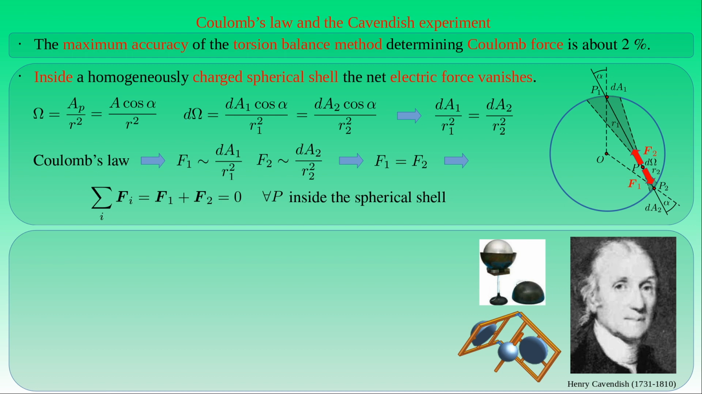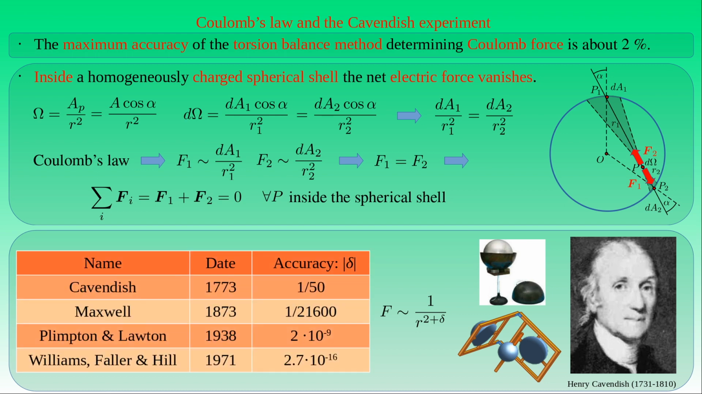We can specify the accuracy of the measurement by determining the maximal possible deviation of the measured data from the inverse square law. The magnitude of the electric force between point charges must be proportional to 1 over the distance r raised to the power of 2 plus delta, where r is the distance between the point charges and the deviation delta gives the limit of the accuracy of the measurement. By performing his experiment in 1773, Cavendish concluded that the negative exponent in the force law could not differ from 2 by more than about 1/50th, as shown in this table.